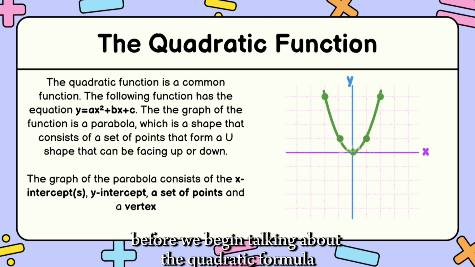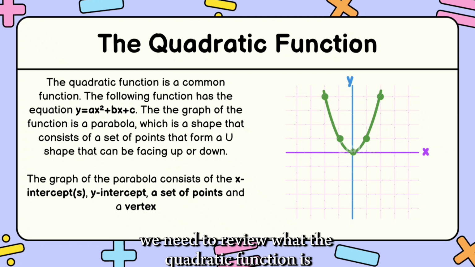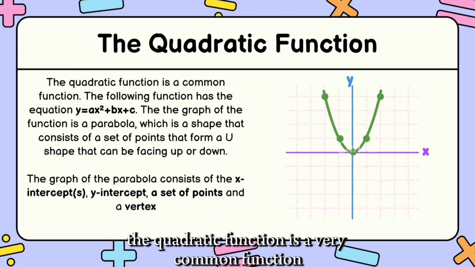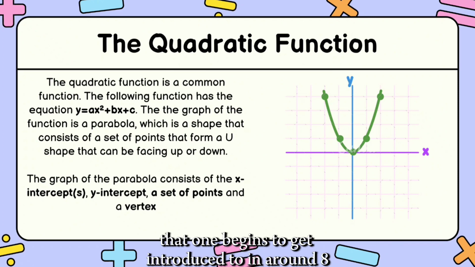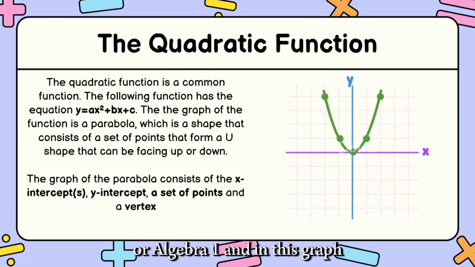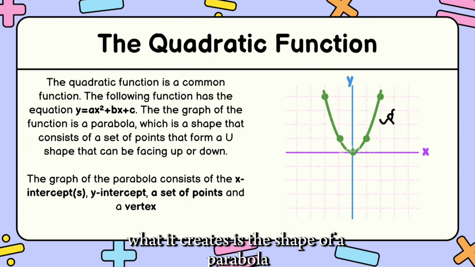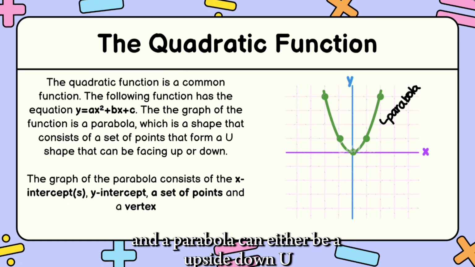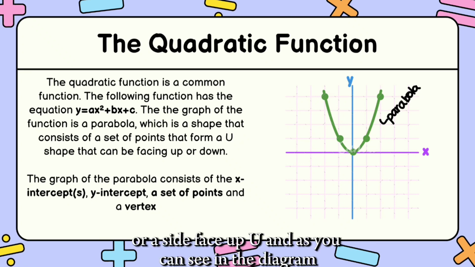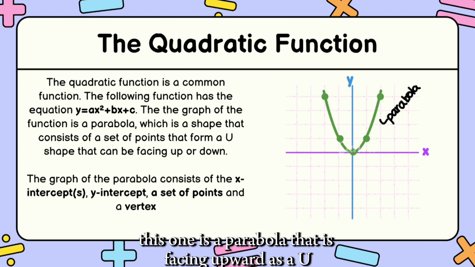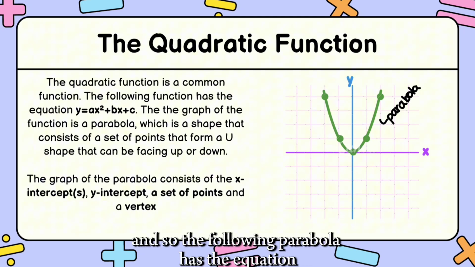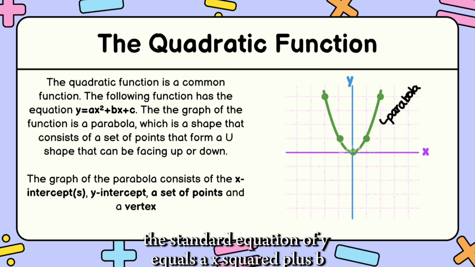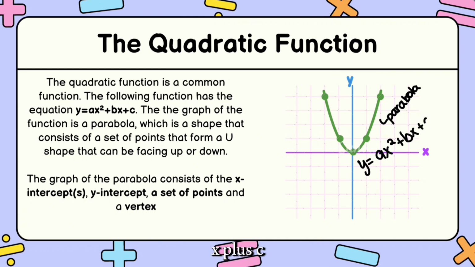Before we begin talking about the quadratic formula, we need to review what the quadratic function is. The quadratic function is a very common function that one begins to get introduced to in around 8th grade or Algebra 1. And in this graph, what it creates is the shape of a parabola. A parabola can either be an upside down U or a right-side up U. As you can see in the diagram, this one is a parabola that is facing upward as a U. The following parabola has the standard equation of y equals ax squared plus bx plus c.